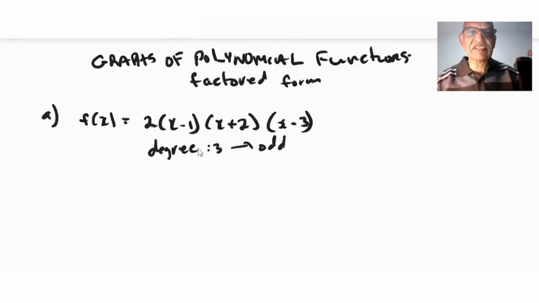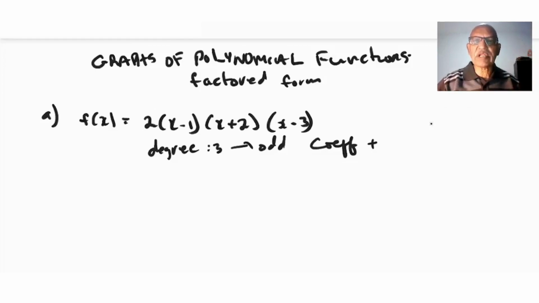Once I know the function is odd, the coefficient is the multiplication of all the coefficients. The coefficient of x here is 1 because there is no exponent here. 2 times 1 times 1 times 1, which is 2. So I say the coefficient is positive. If the coefficient is positive, we know that the graph will always extend from quadrant 3 to quadrant 1.